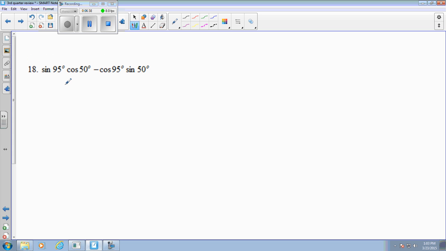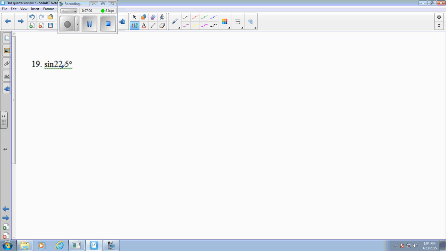Number 18, again, this one looks like an expansion for the sine, and it's the same sign, so we're going to be doing a minus. So it's sine of 95 minus 50, which gives me the sine of 45, which we all know is square root of 2 over 2.